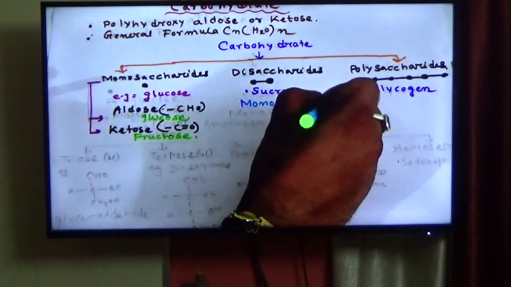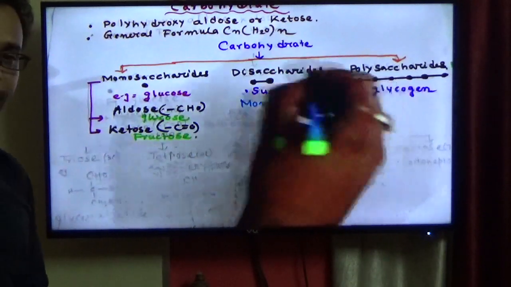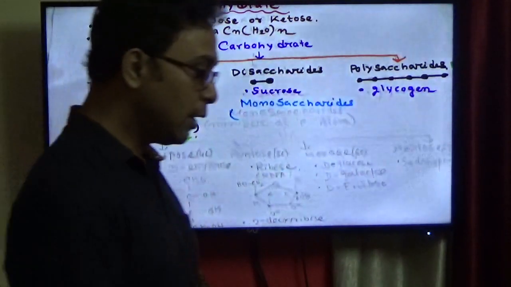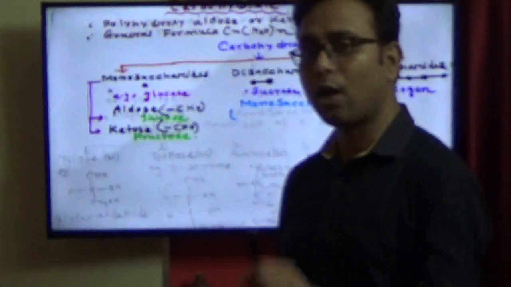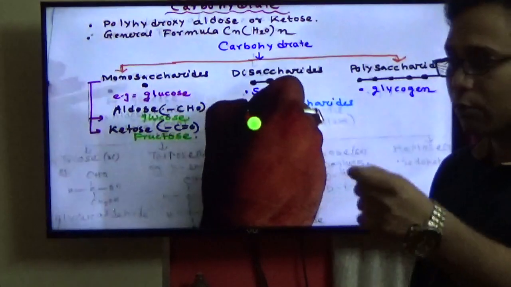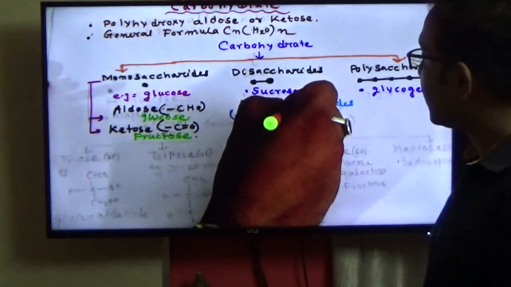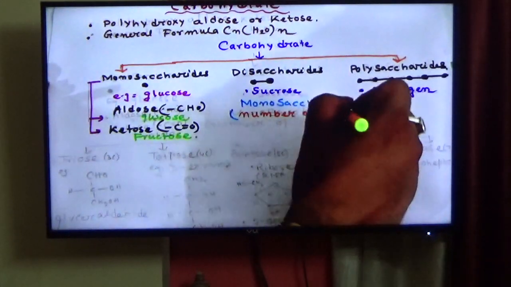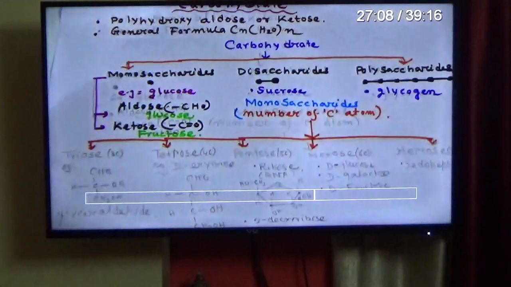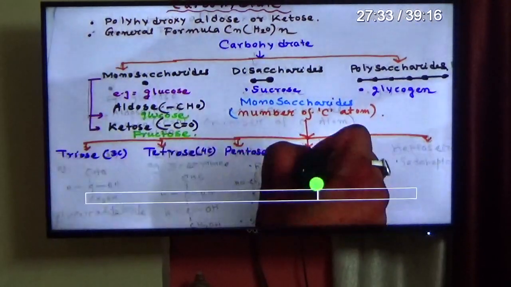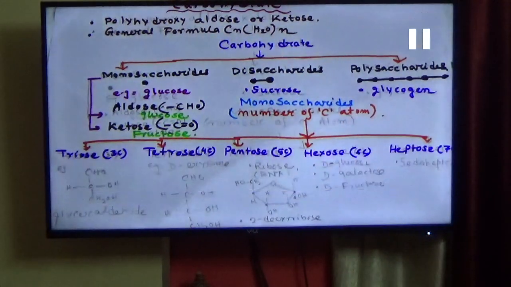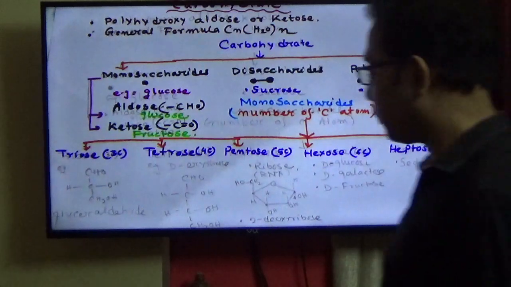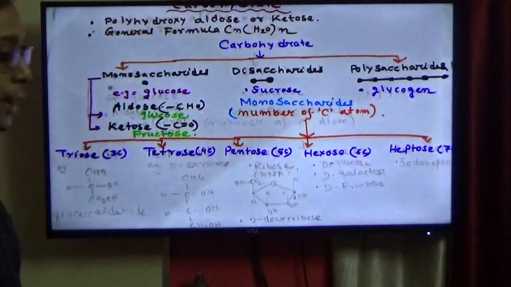Now we discuss the classification of monosaccharides according to their carbon atoms. Carbon atoms means how many carbons are present in their structure. You know glucose, how many carbons are there? There are 6 carbon atoms. So we classify the monosaccharides according to their carbon atoms: triose, tetrose, pentose, hexose and heptose.